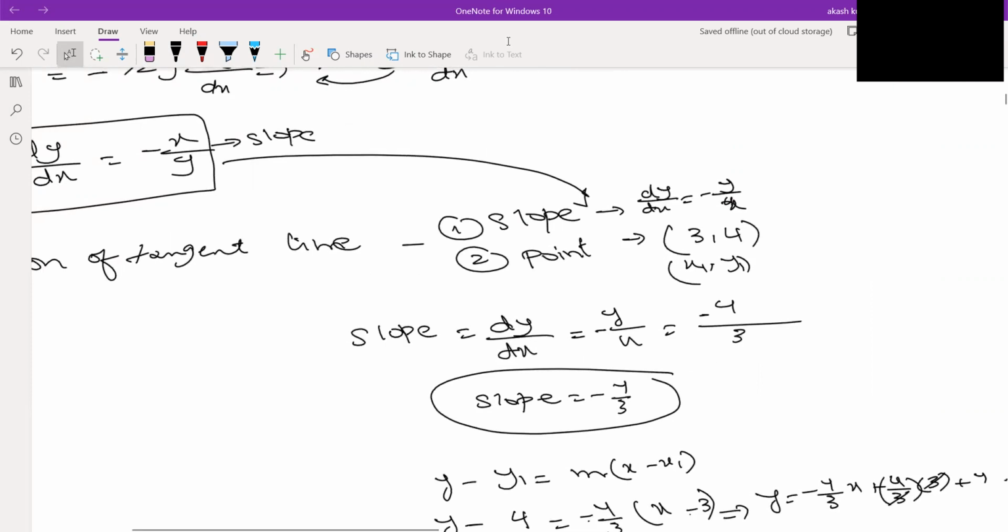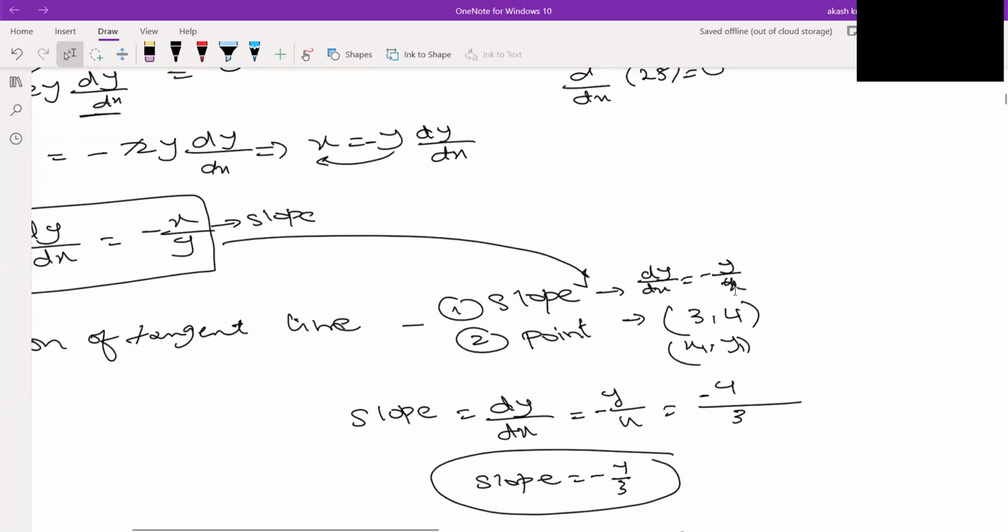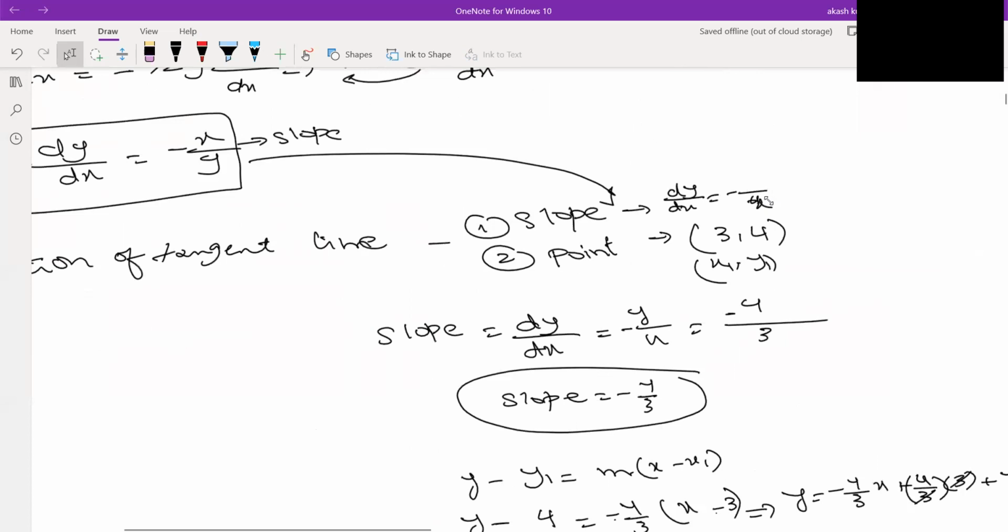Oh, wait. The slope was minus x over y, and by mistake I wrote here y over x. Okay, it's minus x over y. It was minus x over y. x is 3, y is 4. The slope is minus 3 over 4.